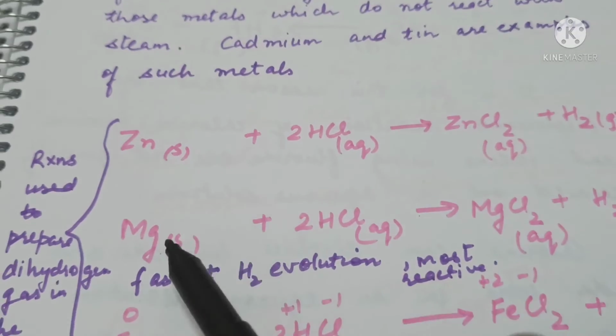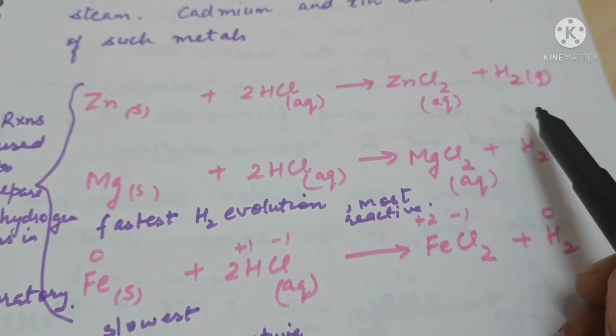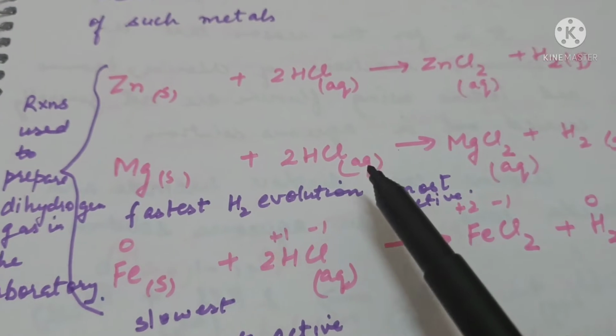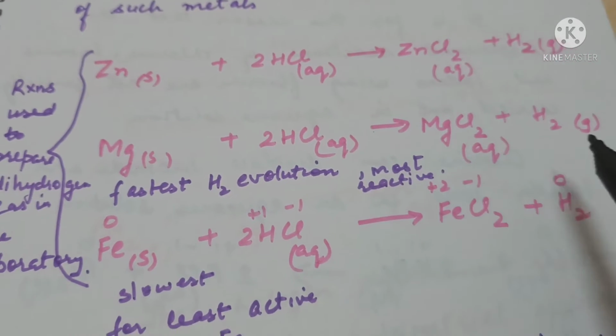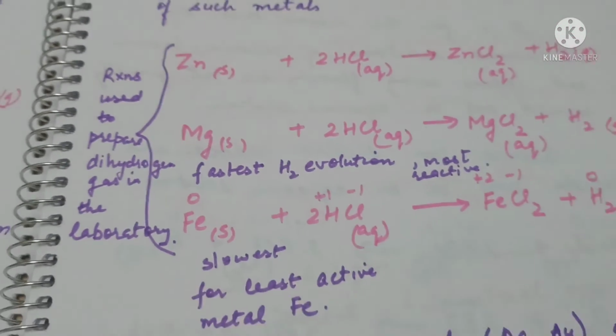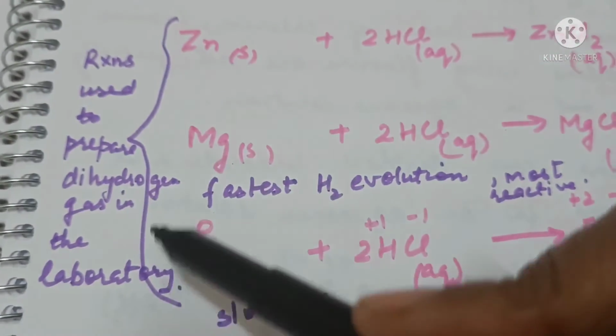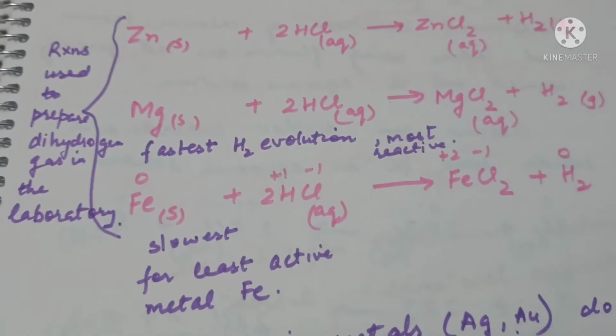So here are some examples. Zinc reacts with hydrochloric acid to form zinc chloride and hydrogen. Magnesium reacts with hydrochloric acid to produce magnesium chloride and hydrogen. And iron reacts with hydrochloric acid to produce iron chloride and hydrogen. All these reactions can be used in the laboratory to prepare dihydrogen gas.